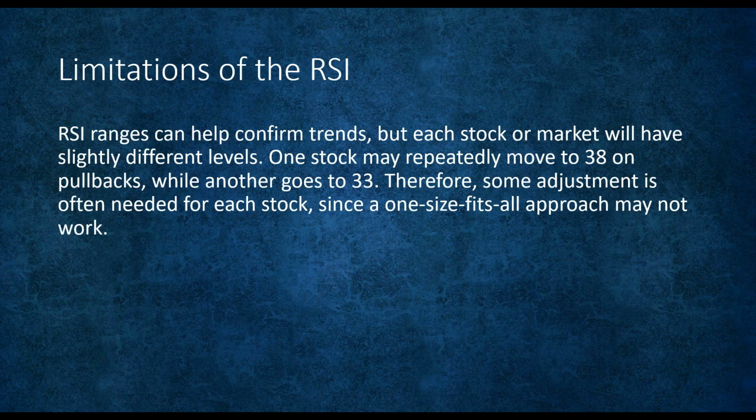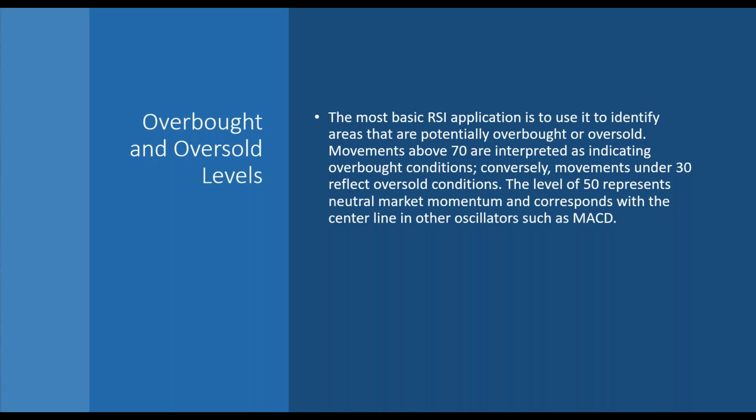RSI ranges can help confirm trends, but each stock or market will have slightly different levels. One stock may repeatedly move to 38 on pullbacks, while another might only go to 33. Therefore, some adjustment is often needed for each stock, since a one-size-fits-all approach may not work. The most basic RSI application is to use it to identify areas that are potentially overbought and oversold.